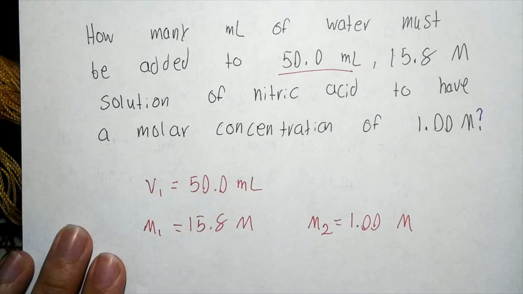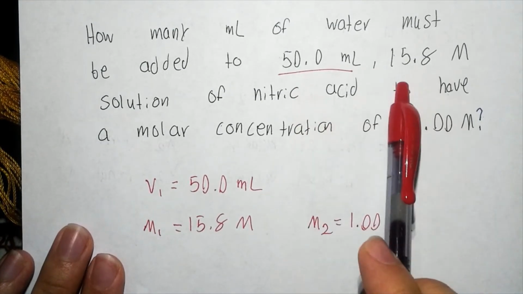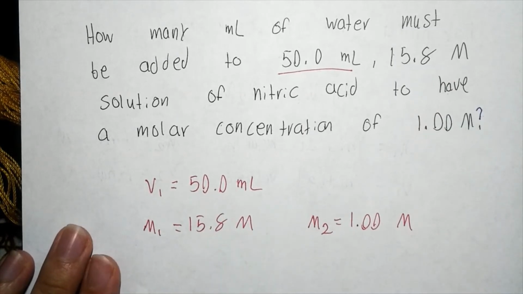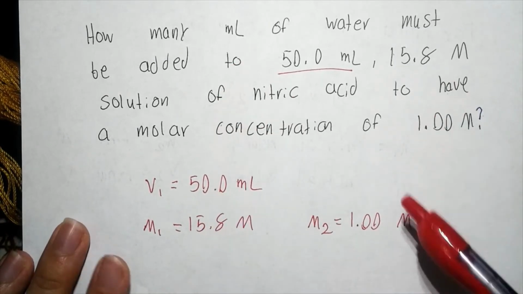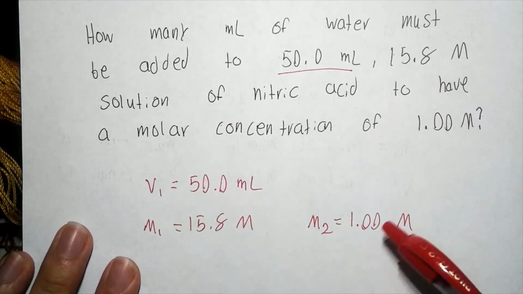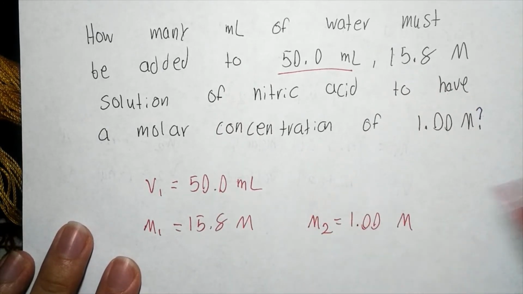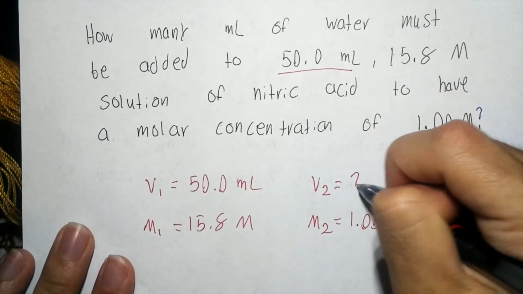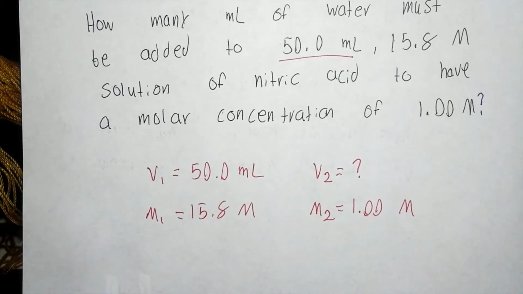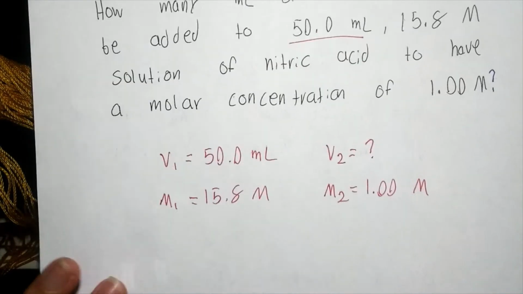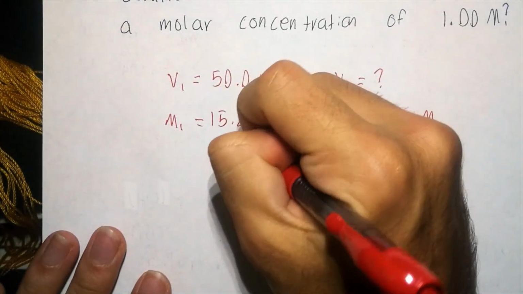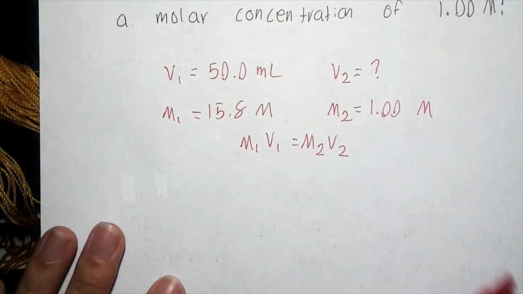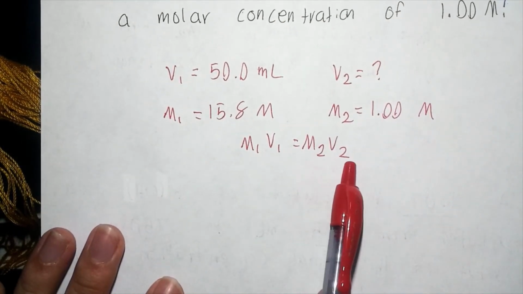So what's happening is we're starting off with 50 milliliters of 15.8 molar nitric acid. So this is my starting volume, and they're asking how many milliliters of water would I have to add to this mixture to end up with a molarity of 1.00 molar. So essentially they're just saying solve for V2. Remember that the equation for a dilution, which is what's literally happening here, is going to be M1 V1 is equal to M2 V2. Unlike last time where we were solving for M2, this time we're solving for V2.